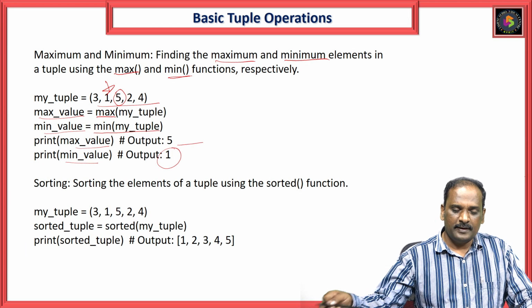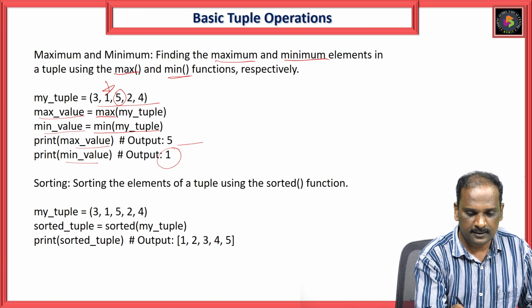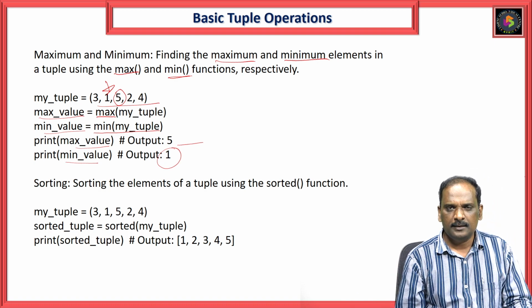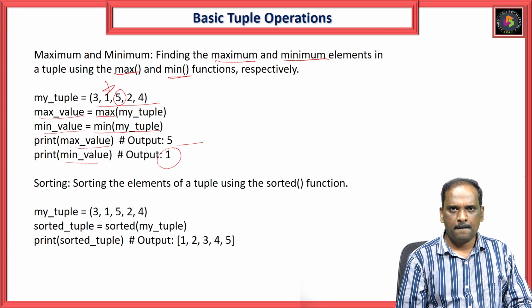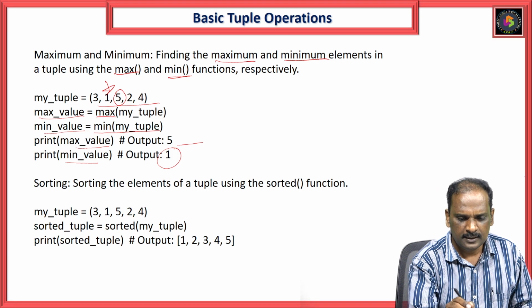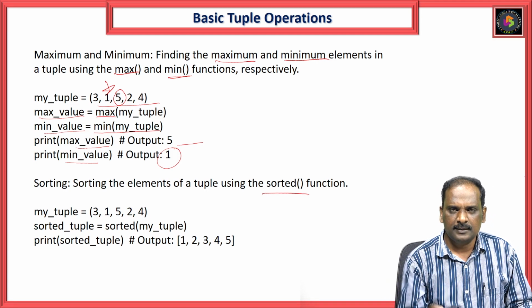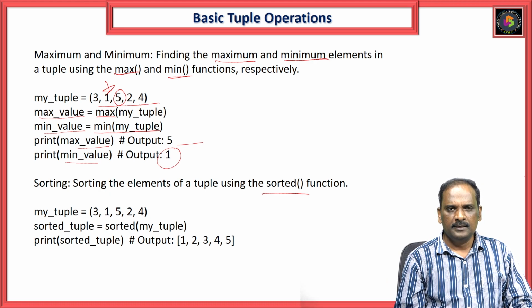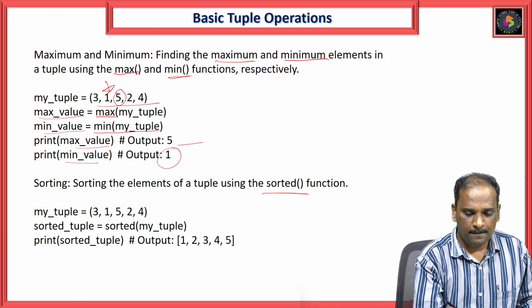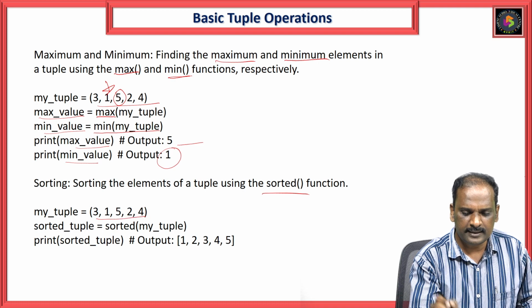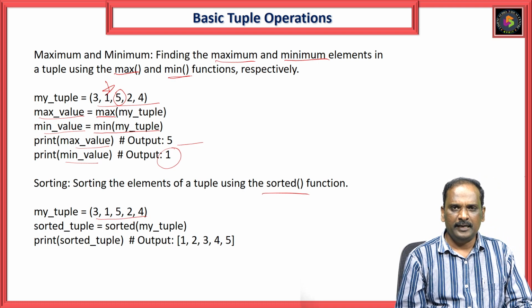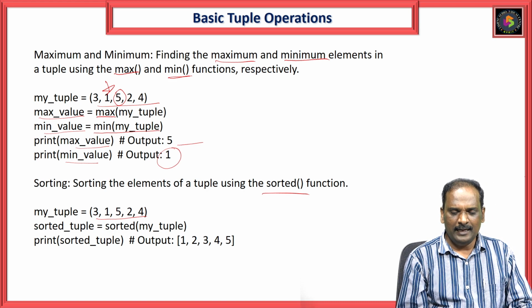Now we shall see another function: sorting the elements in a tuple using the sorted function. To sort the elements of a tuple, we use a function called sorted. Here is an example. My tuple contains these elements: 3, 1, 5, 2, 4. I have considered the example of a tuple, my tuple, which consists of 5 elements.